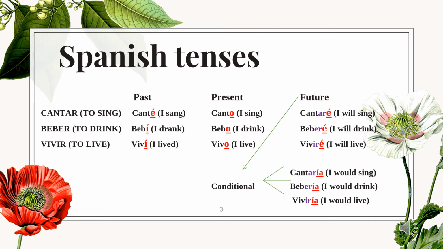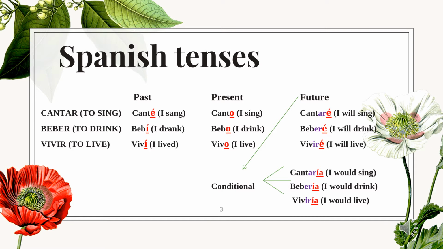If you look at the second verb, bebo, it's the same thing. You get rid of the ER and you add an O for the I form. Vivo, same thing again, get rid of the IR and add an O.